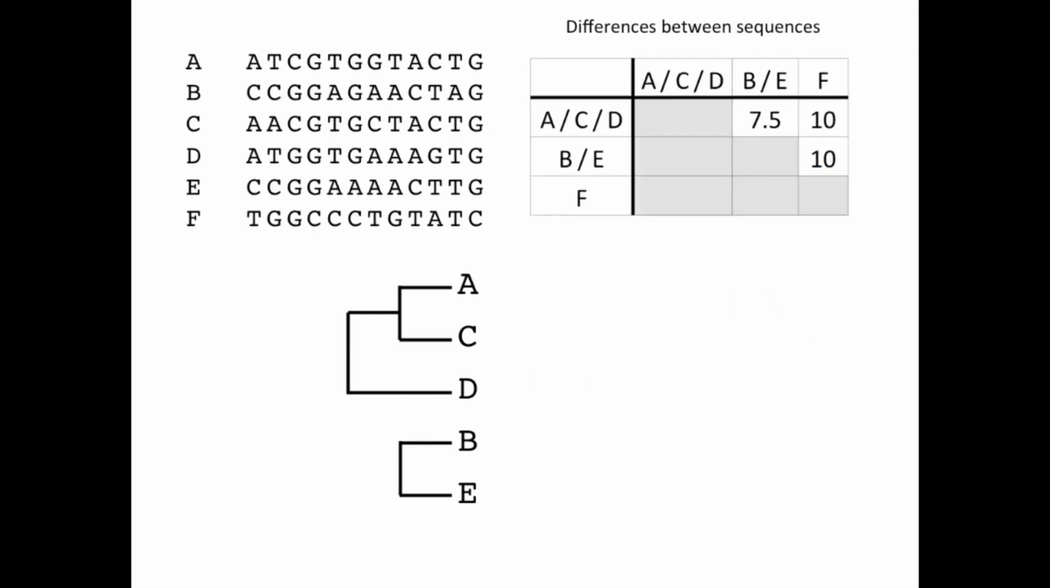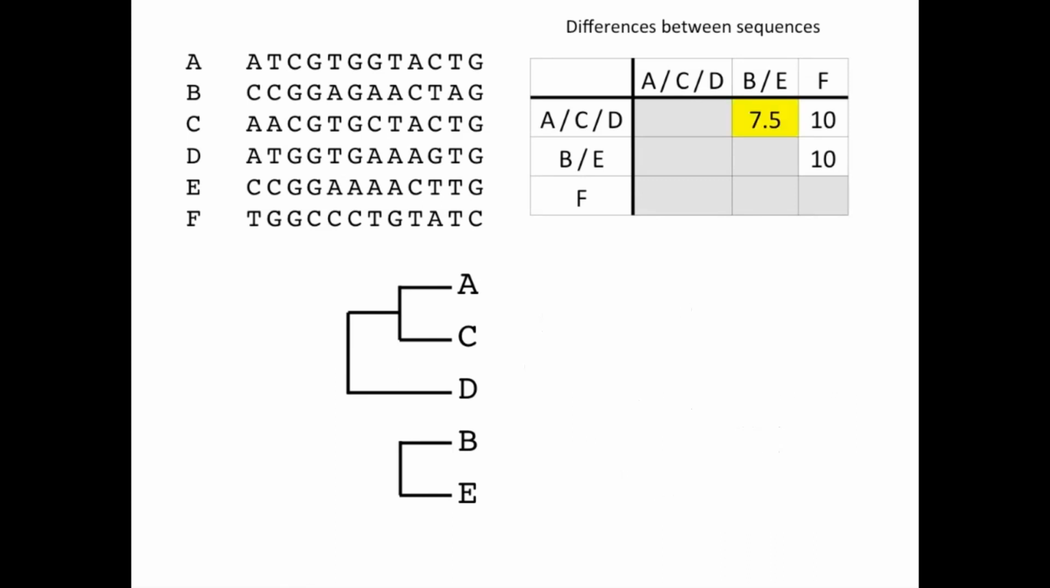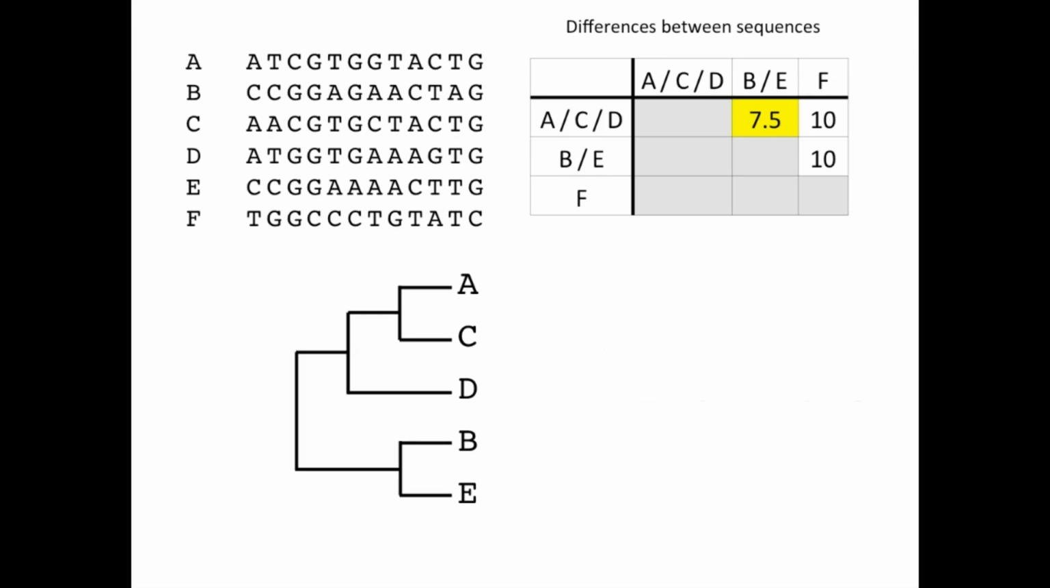With the new table completed, we can now determine the next relationship by identifying the sequences in the table with the fewest differences between them again. We can see that this is the ACD group with the BE group, with an average of 7.5 differences. So we can add the next grouping to the tree, like this, grouping the ACD group with the BE group.